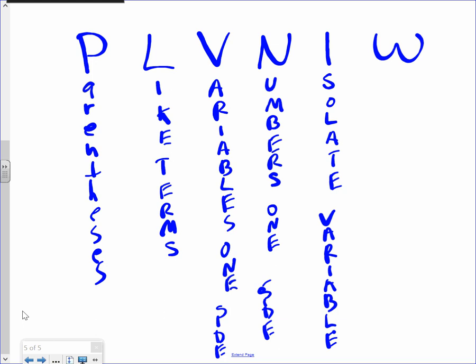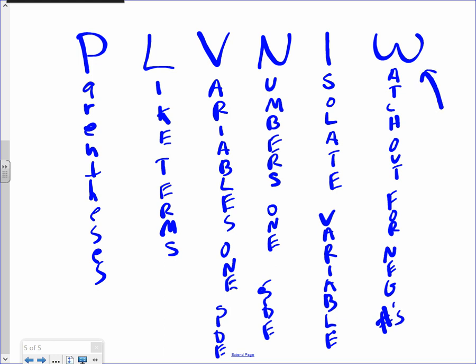Okay, the last one, ice water, the water. This is put watch out for negatives, for negative numbers. Watch out for negative numbers for inequalities only. So the W is alone. You only deal with W if you have inequalities, the greater than, less than stuff.